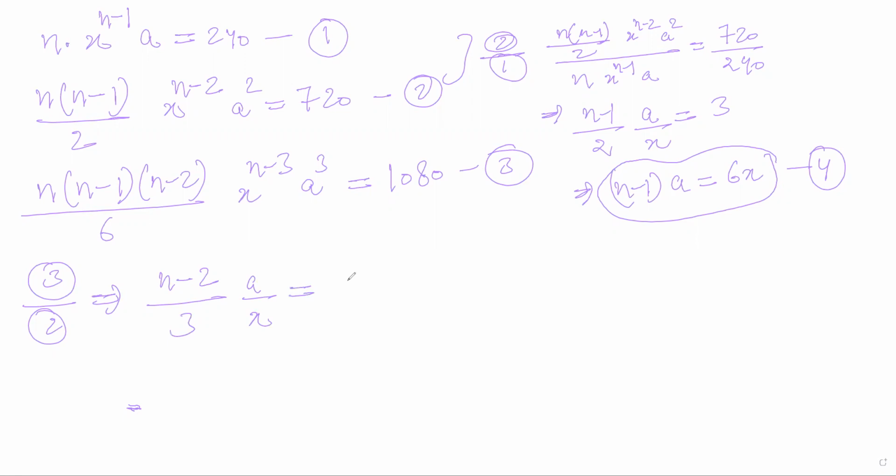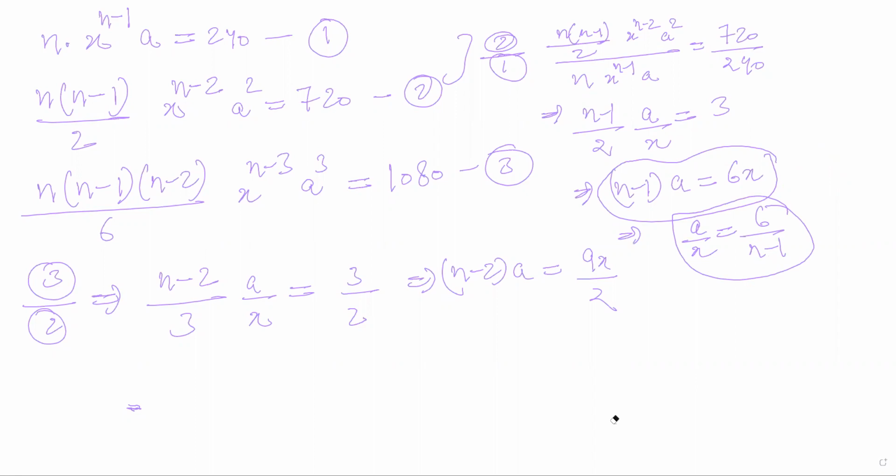So I should write actually fourth part as a by x is equals to 6 by n minus 1. This is your fourth equation, not this. From this I can write this. This should be fourth part. And for the fifth part, fifth equation, find out a by x from this side as well.